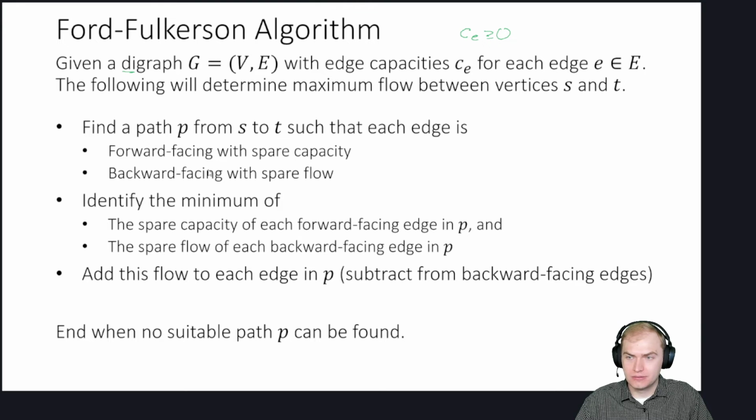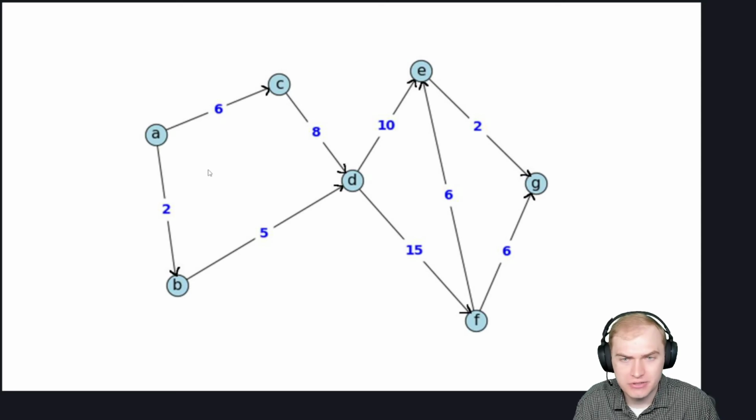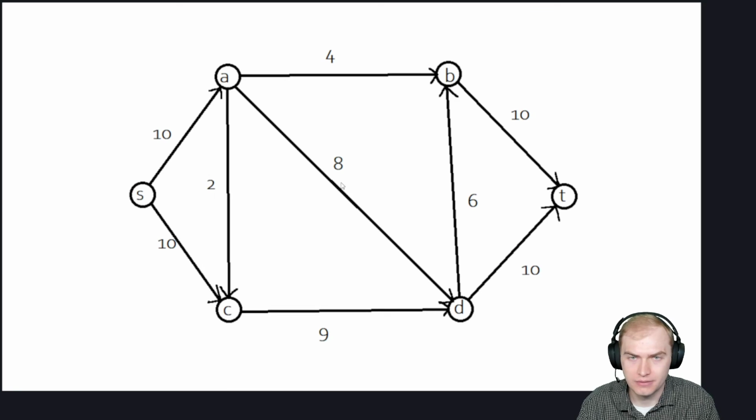And then you need to identify the minimum of the spare capacity of each forward-facing edge, or the spare flow of the backwards-facing edge, and then add that much flow to P, or subtract it from a backwards-facing edge. And this ends when no suitable path can be found. So I was going to do it on the problem we just did, but I have another example that is a little more in depth that I want to start with.